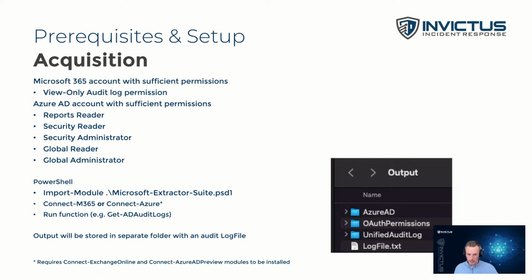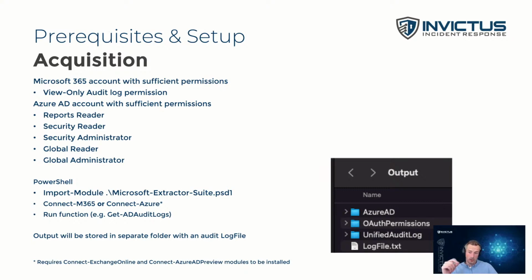Before you can do anything, of course, you need the right permissions, and preferably you are not going into an incident response engagement or an investigation and saying, give me global admin. That's not a good idea. We should probably use the least privileged access where possible. With Microsoft 365, if you want to do something for the unified audit log, we need the View-Only Audit Logs permission. You can set it up through the admin center for Microsoft 365, and we have all the documentation available for this. If you've never done this before, it's pretty easy.